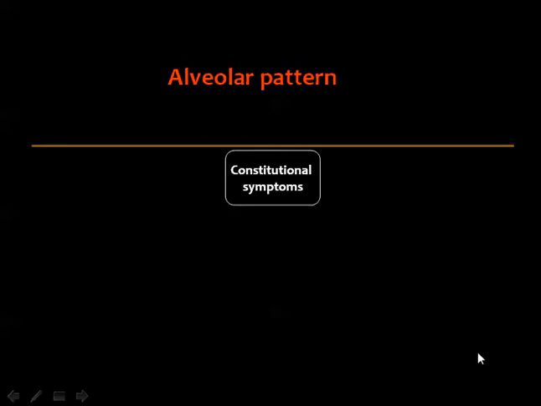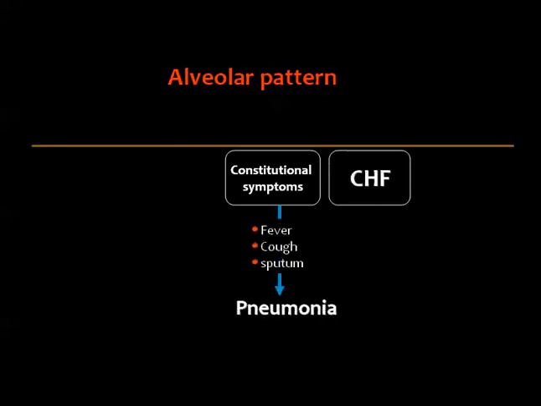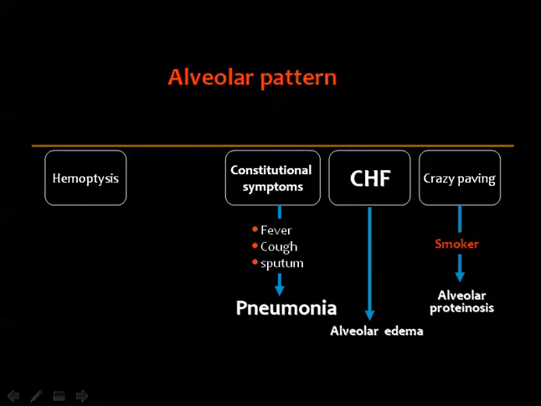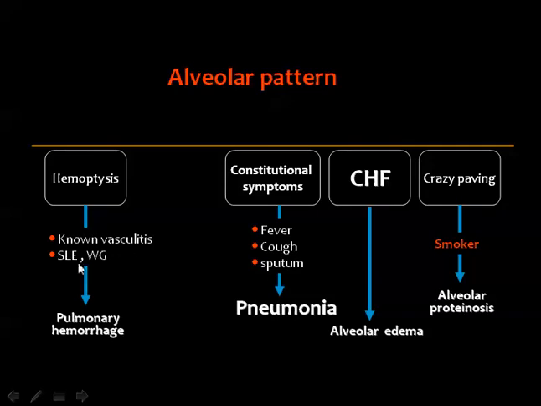Alveolar pattern: constitutional symptoms, fever, cough, pneumonia. Okay. Then chronic congestive heart failure, alveolar edema. Crazy paving, alveolar proteinosis, which is intimately related to smoking. Hemoptysis is pulmonary hemorrhage, and there should be a known history of vasculitis like systemic lupus, Wegener granulomatosis. Bronchoalveolar carcinoma.